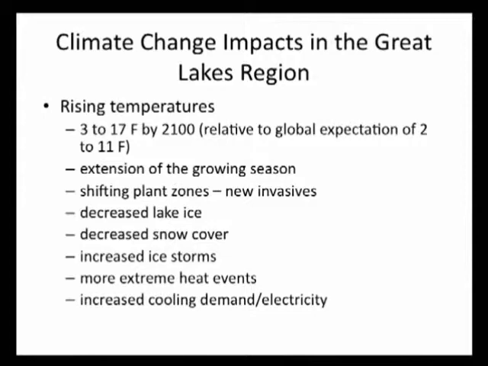Okay. We see some shifting plant zones, and we see more of those darn invasive plants, which I spend a lot of my summer energy on trying to get rid of. Another thing we're going to be noticing, decreased lake ice, decreased snow cover, increased ice storms, not so good, more extreme heat events, and increased cooling demand from electricity. Let's just talk about that last one.